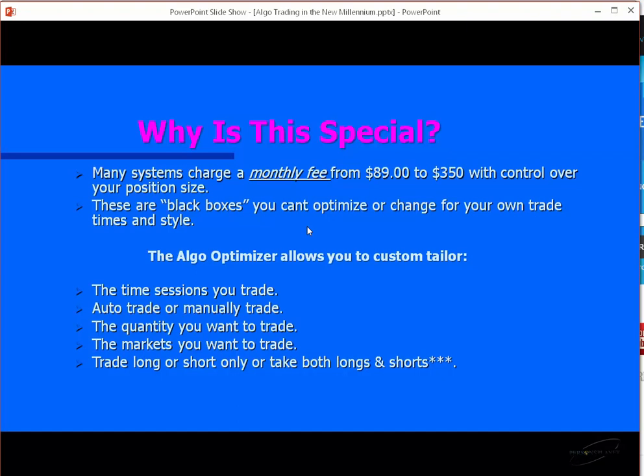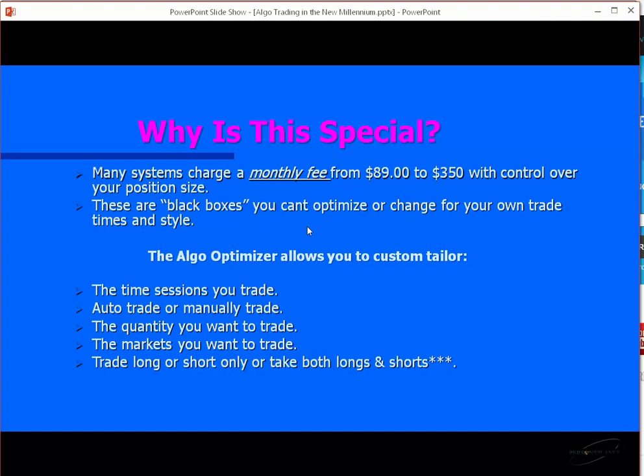And so that would be a difference of what we call maintaining by optimizing the system for the current market environment. And that is what an algo optimizer allows you to do. It allows you to custom tailor the time sessions you're trading. It allows you to auto trade or manually trade. It allows you to trade the quantity you want to trade, the markets you want to trade, and here's a killer. It allows you to trade either long or short only, or you could take both long and shorts.